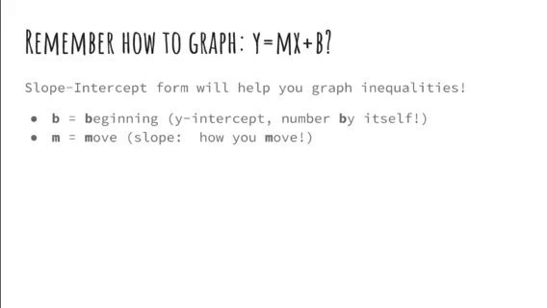Just to remember, the b is the number by itself. It's in the beginning. It's your beginning value, so it's your y-intercept. M is slope. It's how you move, okay? So b is where you're going to begin with the y-intercept. M is how you move.